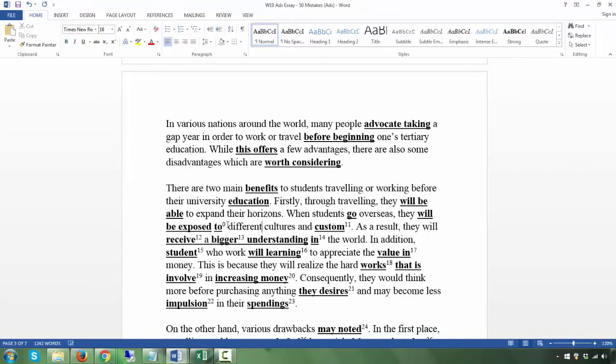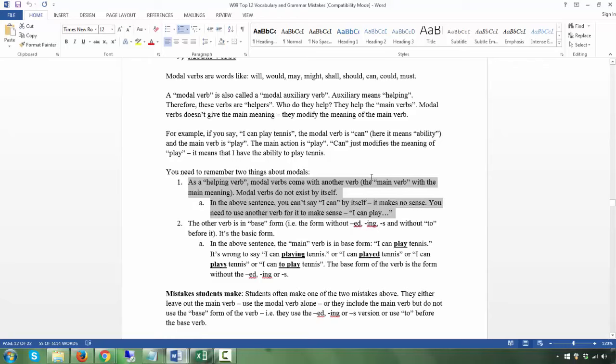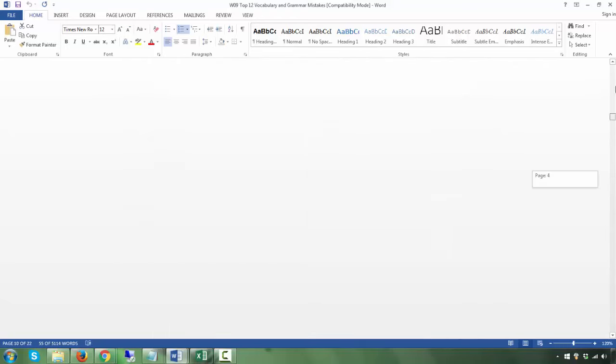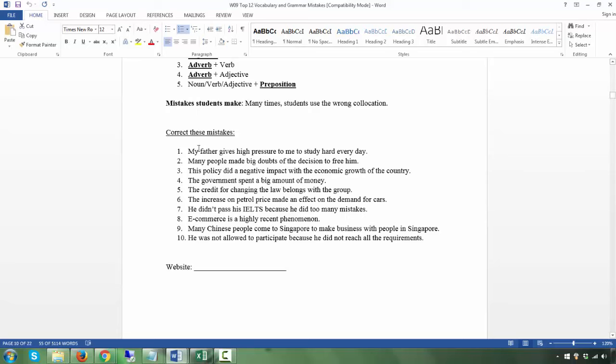"To different cultures", and okay, so cultures, many, countable, general, more than one. Okay, generalization, same thing, customs, not just one custom, but customs in general. Okay, more than one custom. "As a result, they will receive a bigger understanding." Here is where you have 3, if you remember, when I touched upon collocations, a lot of the corrections for these involved the correct verb, the correct adjective, and the correct preposition.